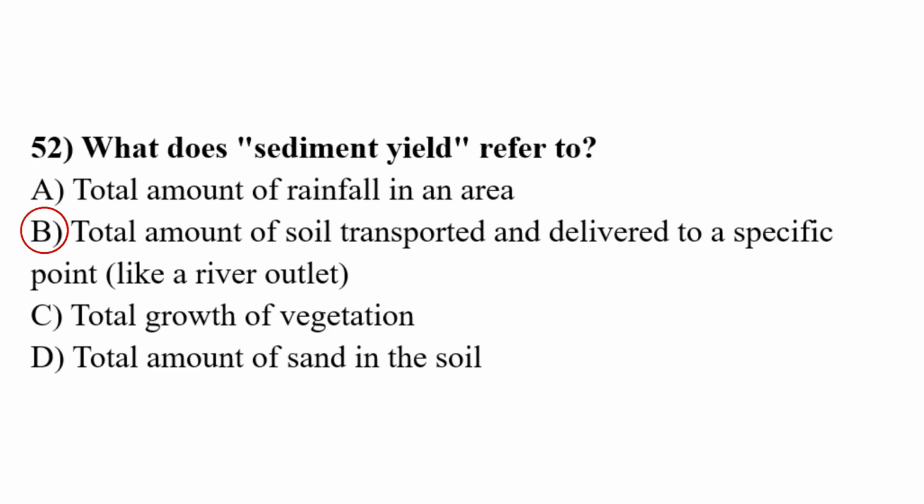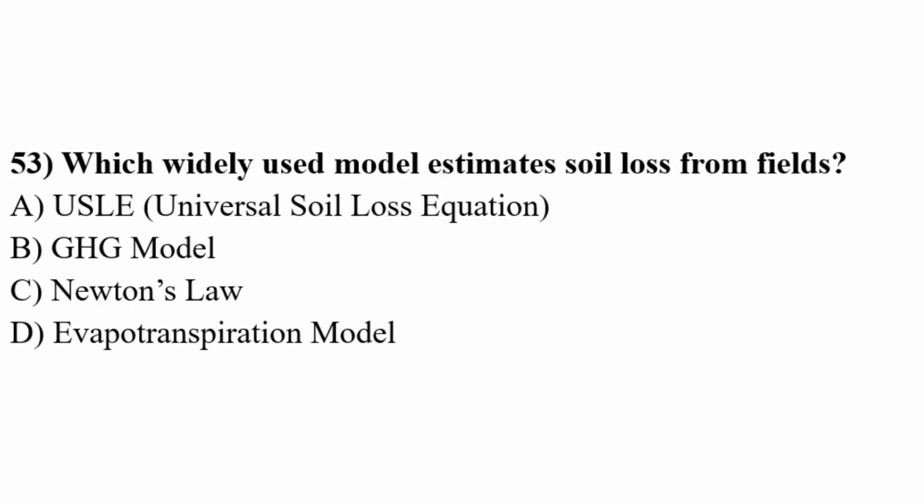Answer: B. Total amount of soil transported and delivered to a specific point, like a river outlet. 53. Which widely used model estimates soil loss from fields? A. USLE, Universal Soil Loss Equation. B. GHG model. C. Newton's law. D. Evapotranspiration model.